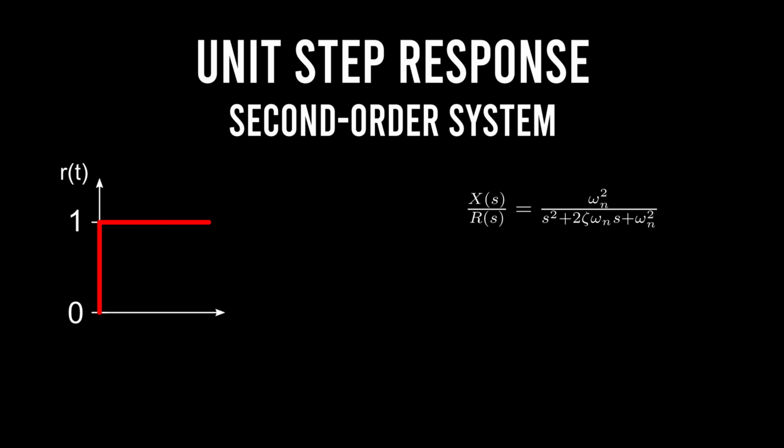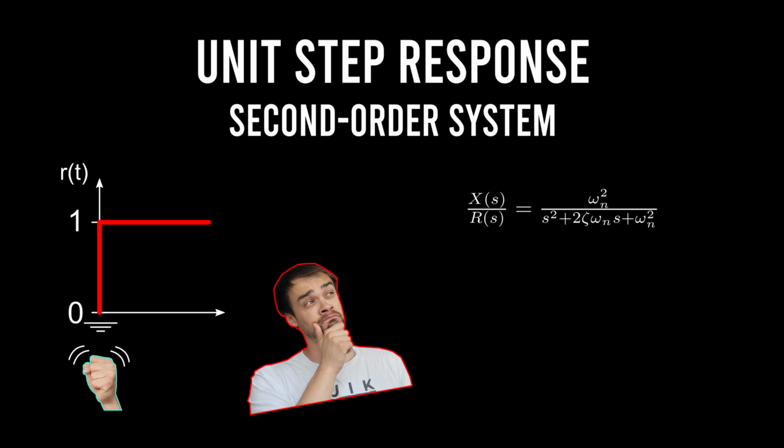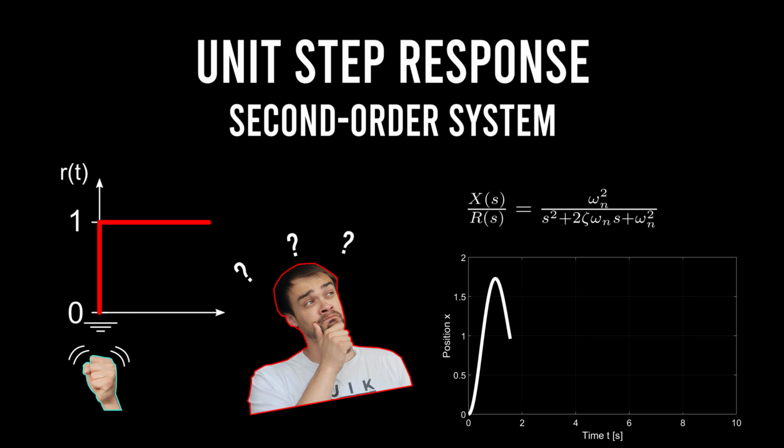Did you ever wonder what a unit step response of a second order system looks like? Imagine hitting a system with an input that jumps from 0 to 1. Are you curious about what happens next? I was in the same boat not too long ago. In this video, we'll break down how to derive the closed form solution for this in the time domain.